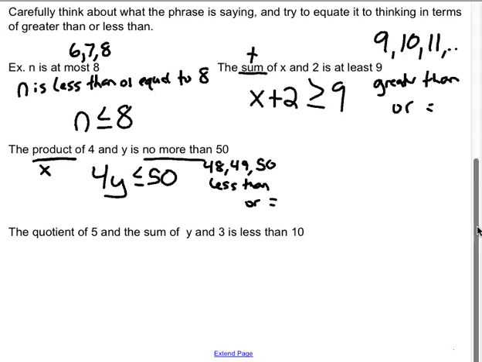All right, the quotient of 5 and the sum of y and 3. Quotient means dividing, sum means adding. So the quotient of 5 with that sum is strictly less than 10. That one, the language was a lot easier to work with than the first ones, because it was a little bit more complex to actually write the expression itself.